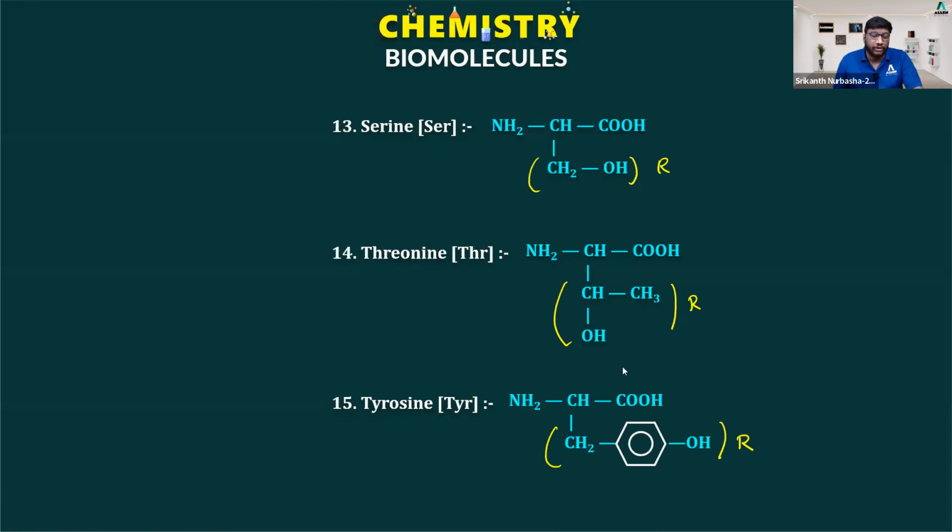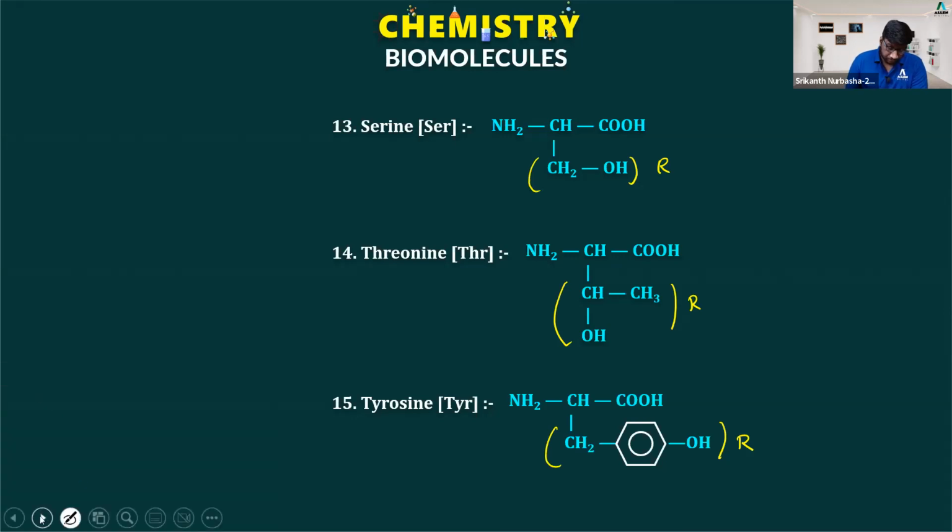There are 20 alpha amino acids. These alpha amino acids combine with each other to form a polypeptide. In the polypeptide, you have many peptide linkages. Many polypeptides are present in a particular protein. Proteins contain many polypeptides. How is a polypeptide obtained? It is a linear chain polymer of alpha amino acids.